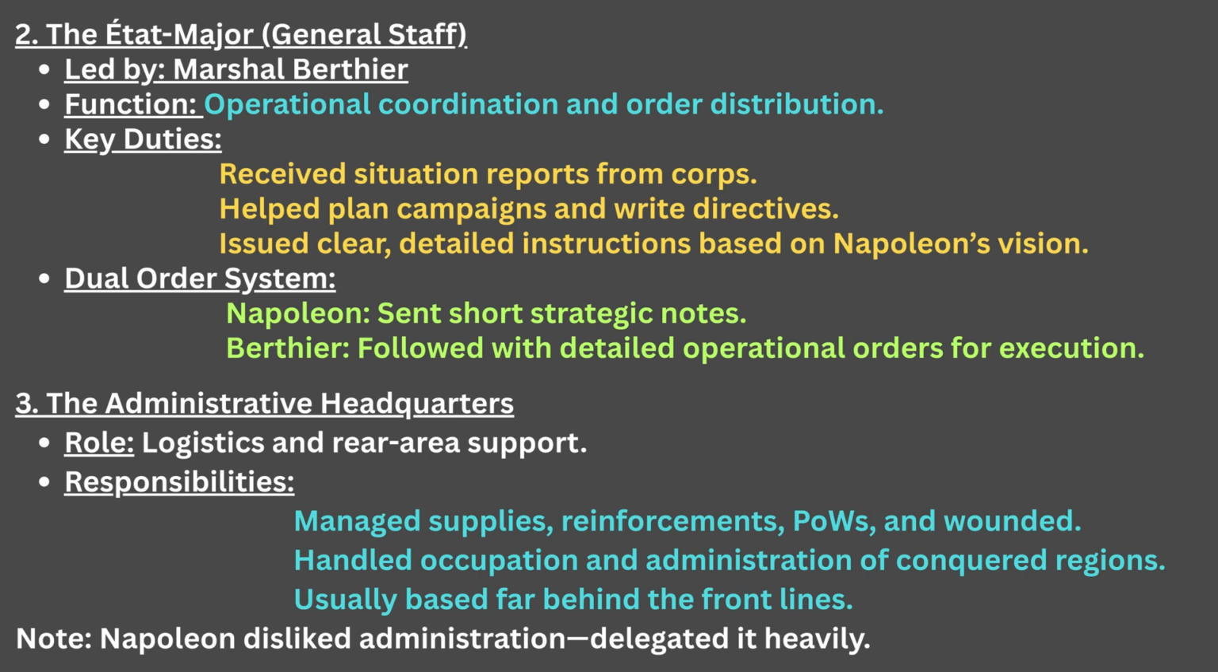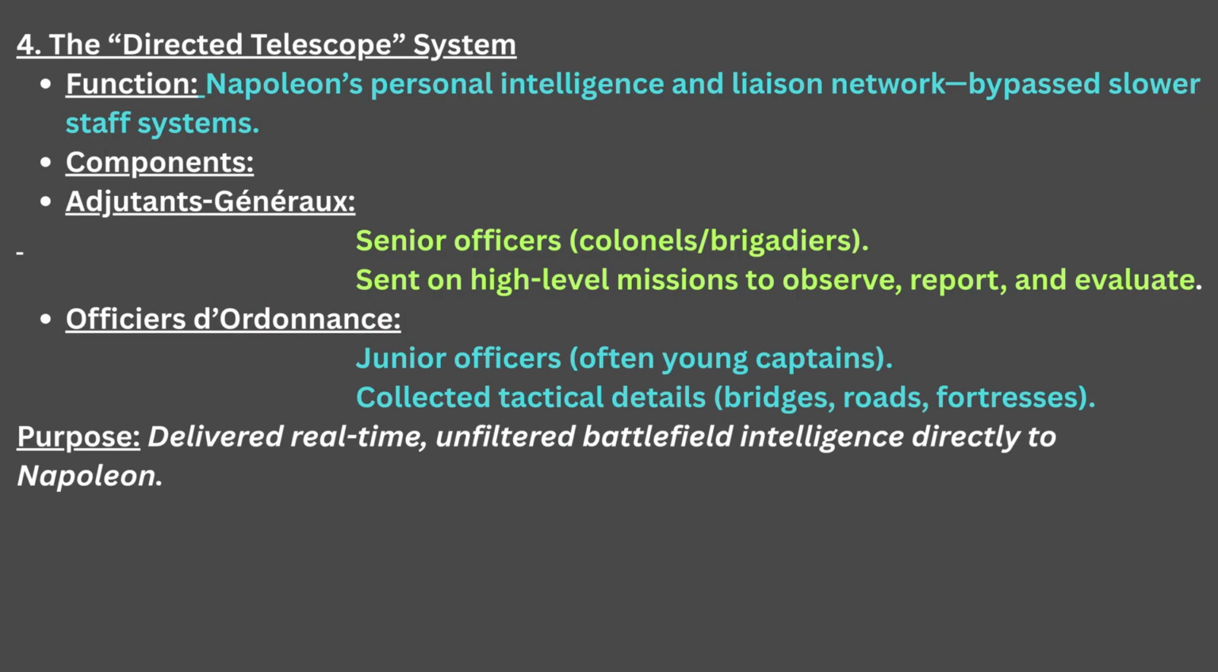And now, let's talk about one of Napoleon's most underrated advantages, something that made him faster, smarter, and more informed than his enemies. The directed telescope system. What was it? The directed telescope wasn't an actual telescope. It was Napoleon's personal intelligence and liaison network. Instead of relying only on his slow-moving staff or delayed battlefield reports, Napoleon used trusted officers to bring him real-time, direct intelligence, fast and unfiltered.